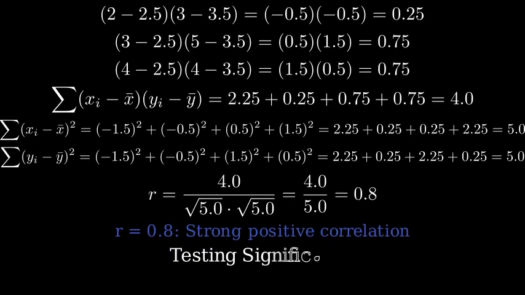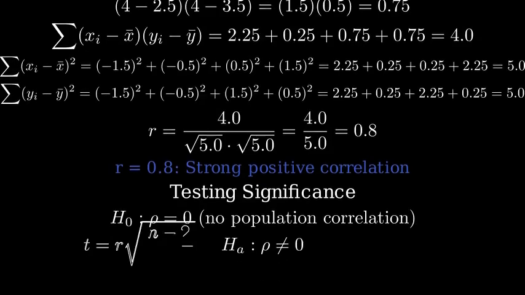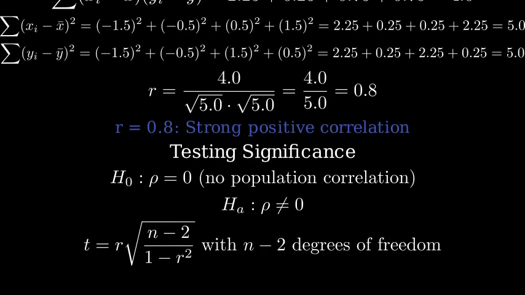Once we've calculated the correlation coefficient, we may want to test whether it represents a significant relationship or just random chance. We typically test the null hypothesis H0 that rho equals 0, no population correlation, versus the alternative hypothesis HA, that rho is not equal to 0. To do this, we can use a t-test with the following test statistic. t equals R times the square root of (n minus 2) divided by (1 minus R squared). This t-statistic follows a t-distribution with n minus 2 degrees of freedom.